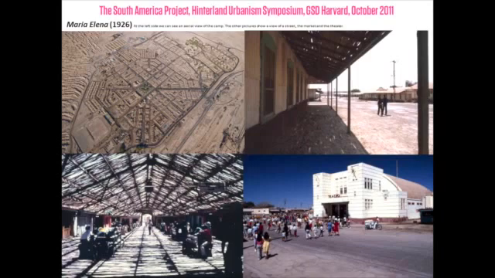Here at the left side, we can see an aerial view of the camp. The other pictures show a view of the street here, the market, and the theater.